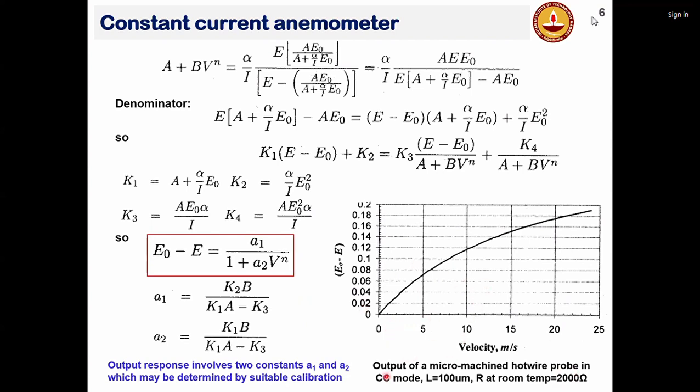So this is for a particular constant current mode hot wire anemometer where the length of the wire is 100 micron and the resistance at room temperature, this R infinity, is taken as 2000 ohm. So this is a typical curve that you see. And this shows you that as velocity is very high, this output saturates. That can give you the operating range of velocity that one can measure using this kind of constant current anemometer.